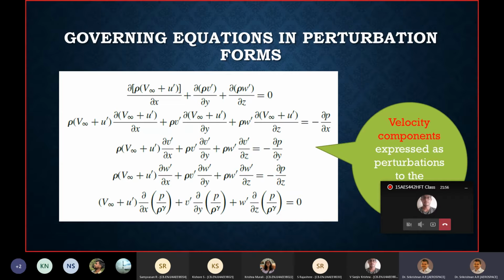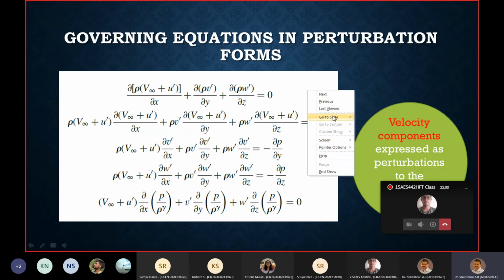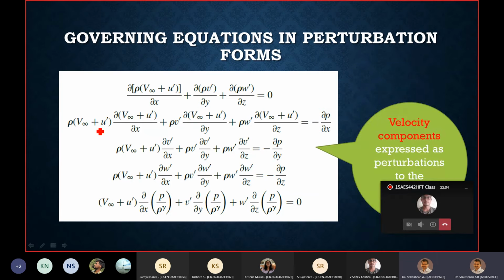Now I make similar changes in the momentum equation also. In the momentum equation also, I'm replacing all the velocities by the perturbed forms of them. There, instead of rho v, I'm writing rho v dash, because I know that v is equal to v dash in the perturbed flow field. Similarly, rho w dash, etc.